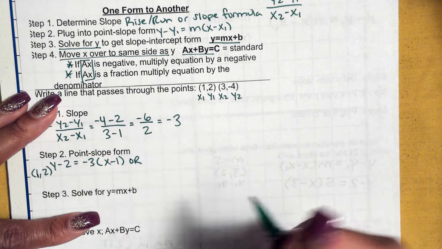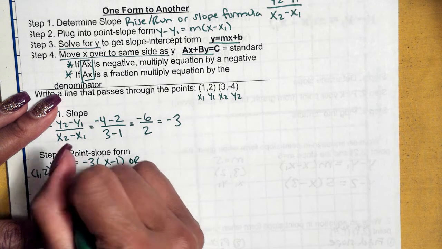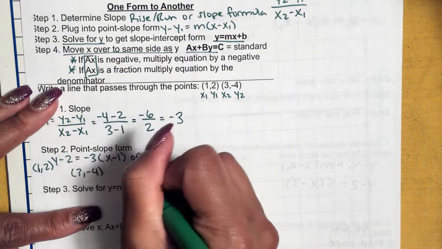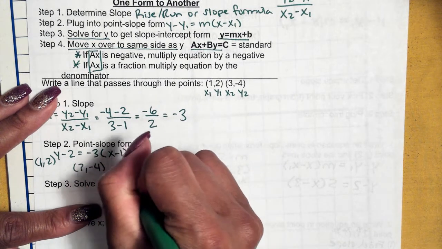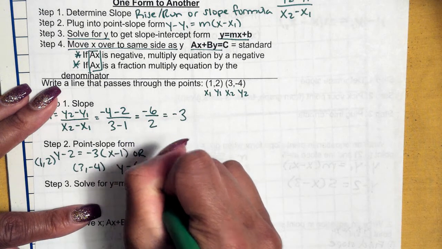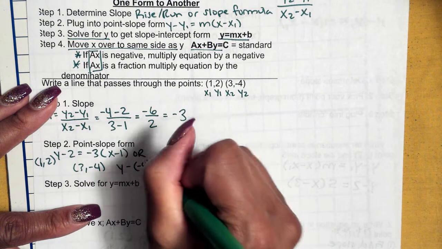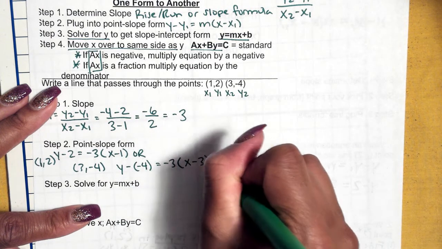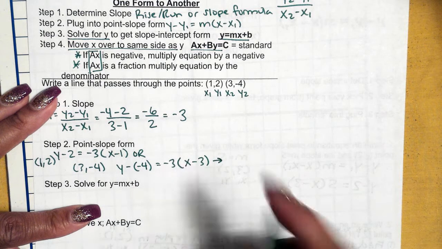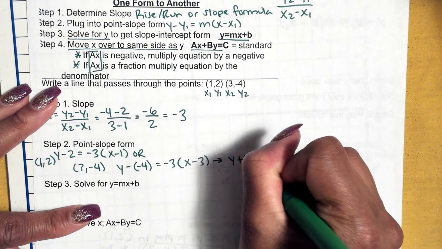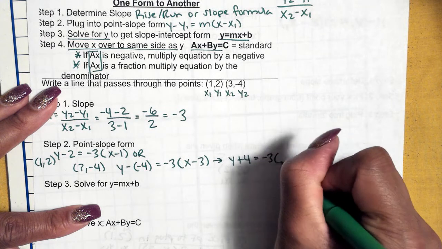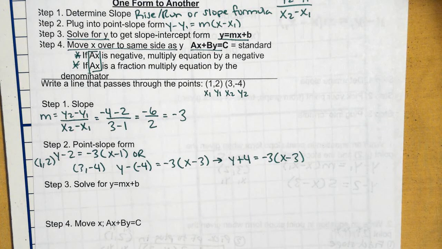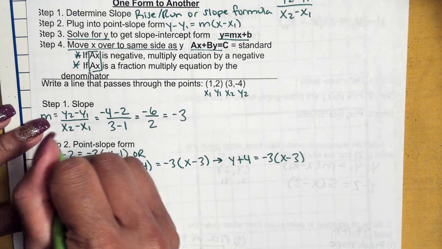Or if you're going to choose 3, negative 4, then your point slope would be y minus a negative 4, okay, equal to a negative 3 parentheses x minus 3. Just make sure you simplify for those double negatives. So I would have y plus 4 equal to negative 3 parentheses x minus 3. So either one of these is acceptable for point slope form.